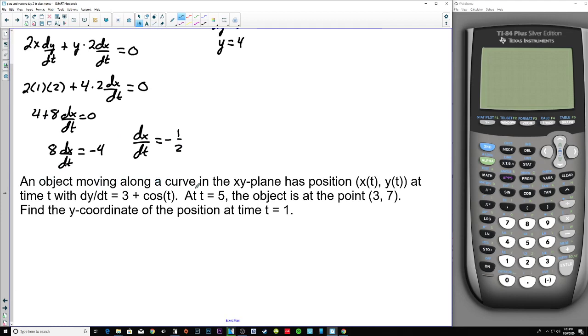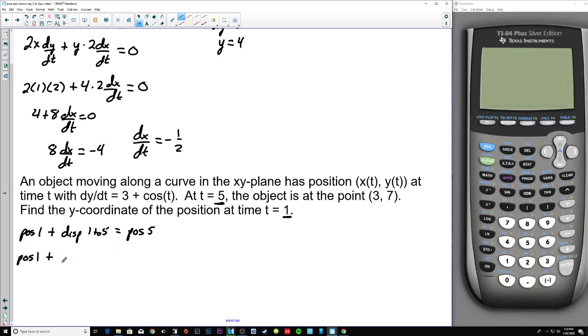An object moving along a curve in the xy plane has position x(t), y(t). At time t equals 0 with dy/dt equals 3 plus cosine of t. At t equals 5, the object is at the point (3, 7). Find the y-coordinate of the position at time t equals 1. So they ask about 1, and we know stuff about 5. So the position at 1 plus the displacement from 1 to 5 is going to be equal to the position at 5. But they want the position at 1. Let's just leave it like that.